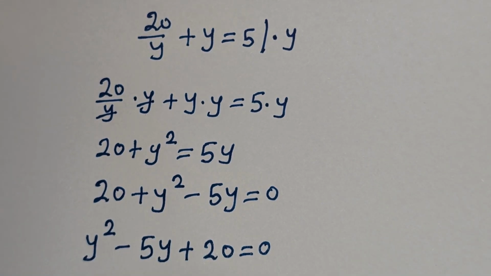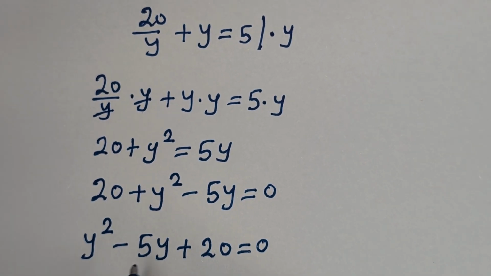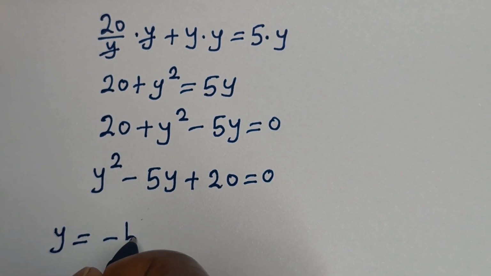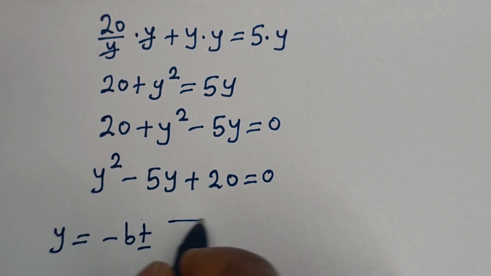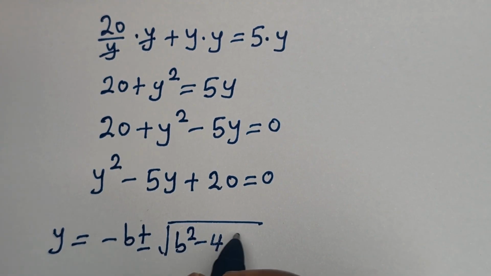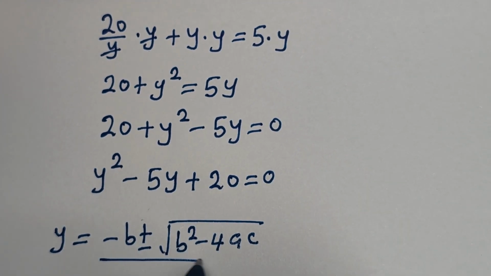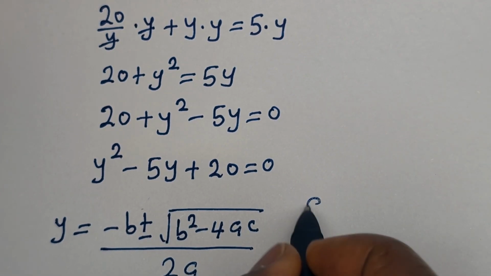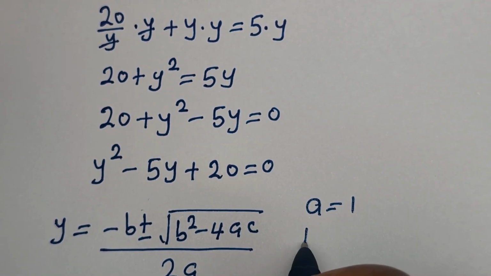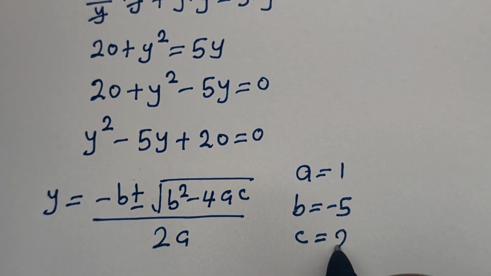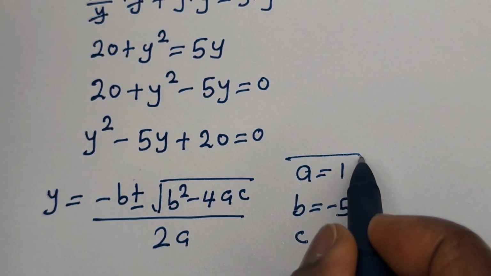This is a quadratic equation. Let us solve this using the quadratic general formula. y is equal to minus b plus or minus square root of b squared minus 4ac, over 2a. And from this equation, a is equal to 1, b is equal to minus 5, c is equal to 20.